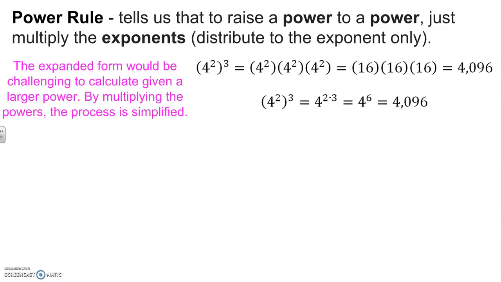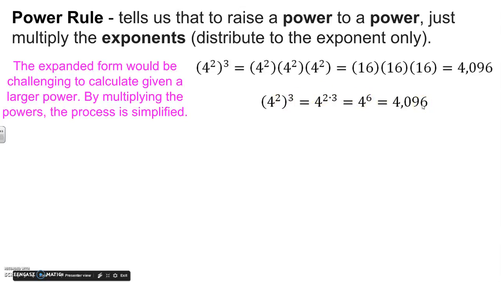The power rule tells us that to raise a power to a power, just multiply the exponents. This you can think of as distributive property in some sorts. The expanded form would be challenging to calculate with larger powers. So here, well, 4 squared, that works, right? Because if I have 4 squared to the third power, that means 3 groups of 4 squared. So I have 1, 2, 3. Each one of those is 16. Here, I use distributive property. 3 times 2 becomes 6, 4 to the 6th power.